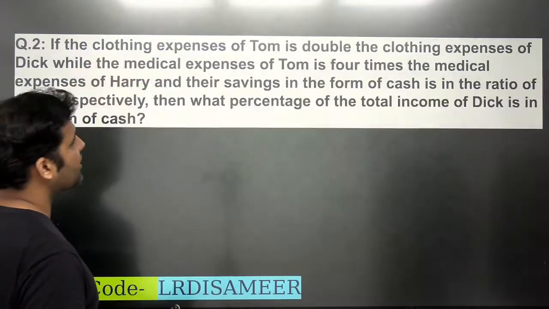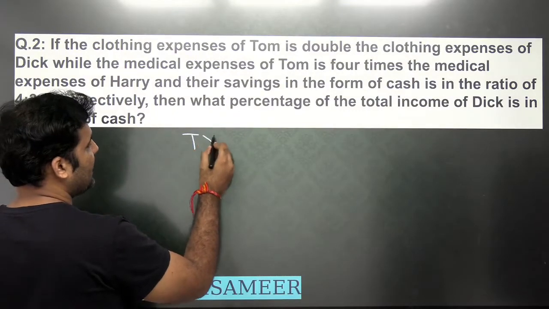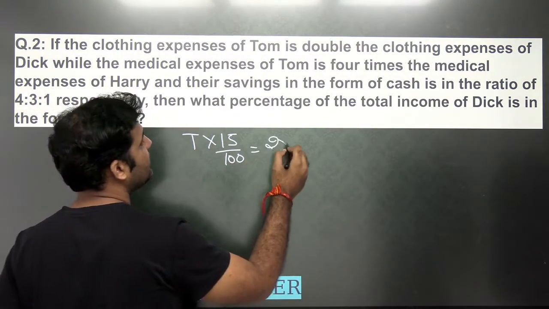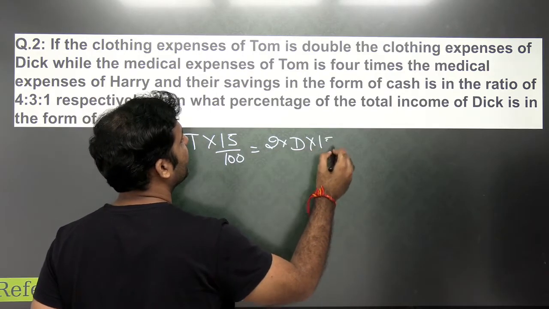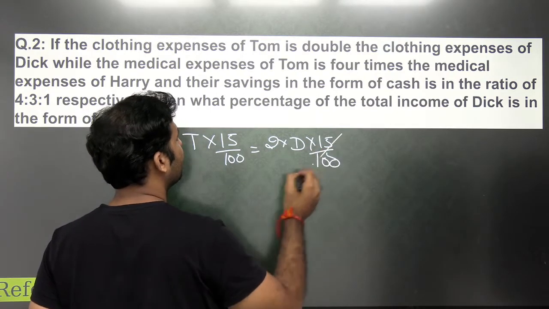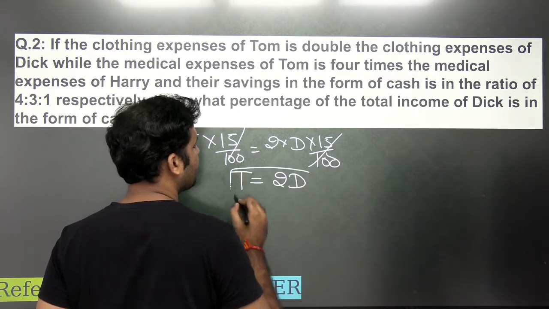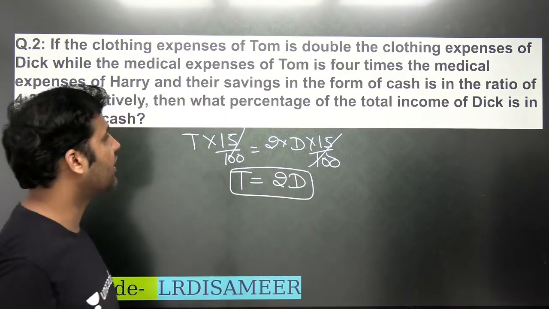Now when I say this statement that Tom's income's 15% is double of Dick's income's 15%, that tells me that Tom's income is 2 times of Dick's income, right? So Tom's income is 2 times of Dick's income.